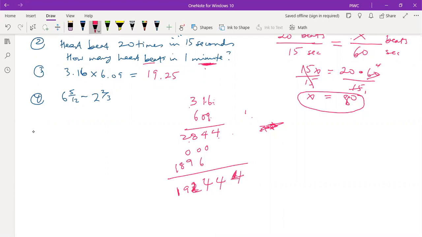Okay, so decimal places: 1, 2, 3, 4, 4 places. So 1, 2, 3, 4, move from the end. So it's 19.24. Yeah, it's 19.24. So it's C, not D. C, yeah. Thank you. Let's see.